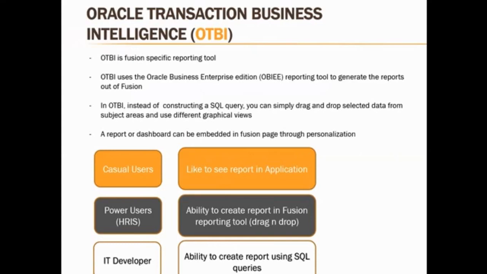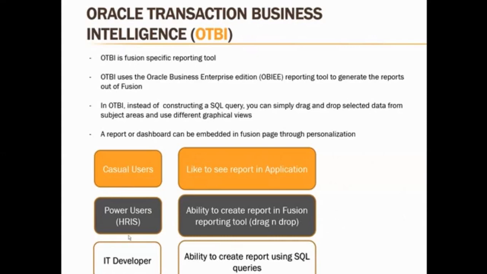Traditionally, what is happening for the power users is that every time they have to rely on the IT person, saying, hey, I want this report. Then, depending on the IT person's availability, they have to go into the system, create the report, attach it to a responsibility, and ask that power user to go and run the report. What if we give the power user the ability to generate the report? So that is where OTBI plays a key role. Here the power user can go and create a report in the Fusion reporting tool.